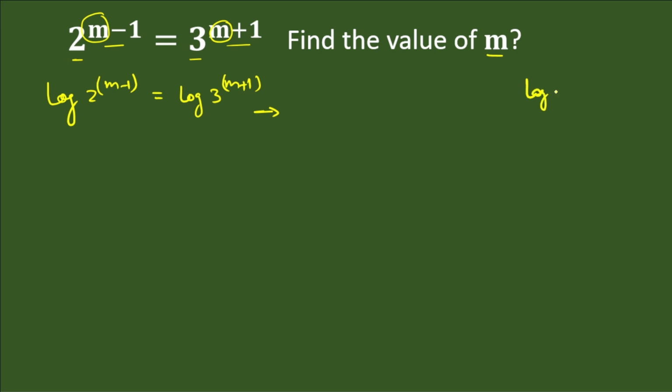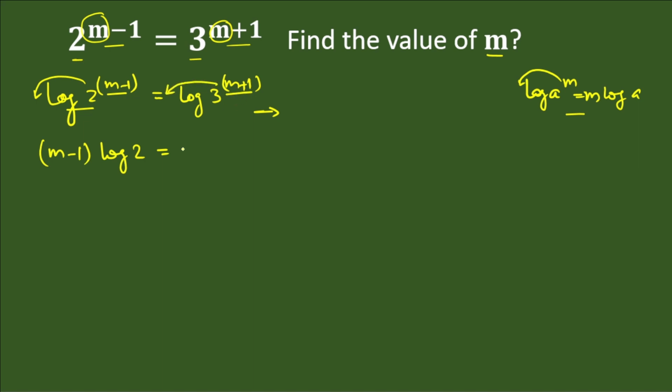Now log a with power m, we write m in front of this. Look here, we write this as an identity: m log a. According to this identity, we'll take this power, m minus 1, in front. So we'll write m minus 1 multiplied by log 2. Now on the right hand side, we'll take m plus 1 because the power is m plus 1, and we'll write m plus 1 multiplied by log 3.